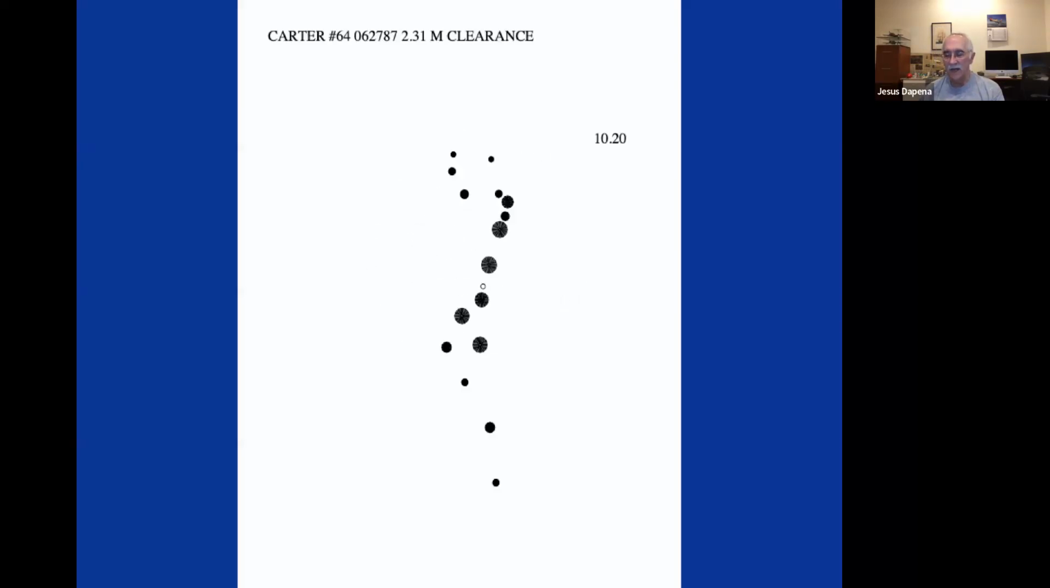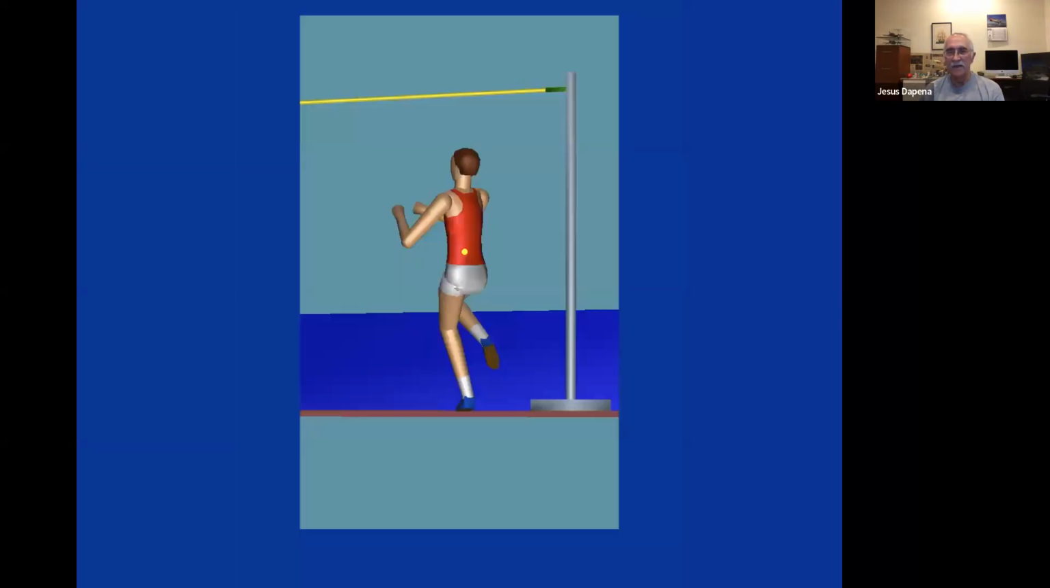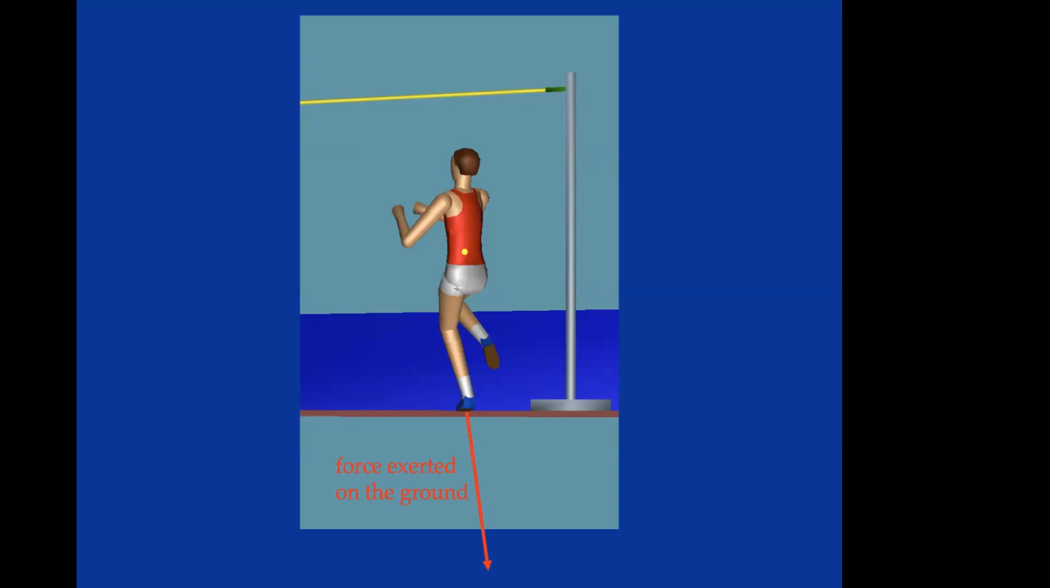So how does the high jumper produce this? Well, here's a high jumper seen from the back, and he's moving straight into your computer screen, and he'll be pushing on the ground forward and downward, as I said before, but also he'll be pushing a little bit to the right.